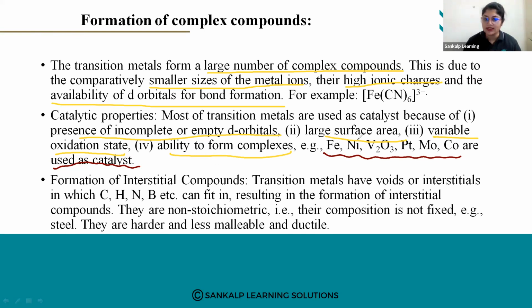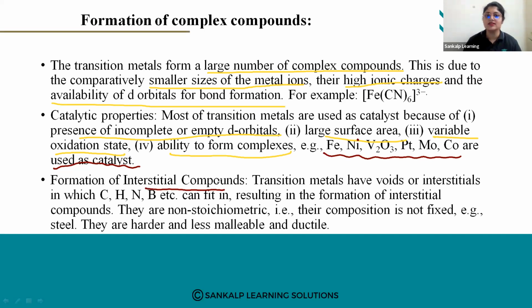So please note down these metals: Fe, then nickel, then V2O5, vanadium oxide, then platinum, molybdenum, and cobalt. These are some of the transition metals which are acting as a catalyst. Then next is formation of interstitial compounds.